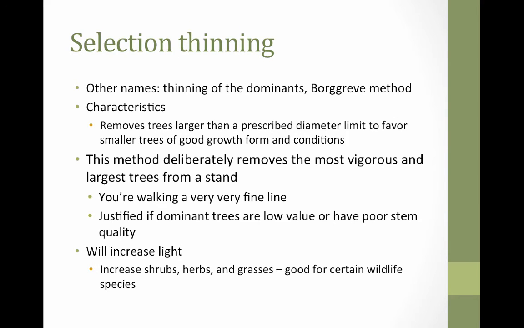So with this method, you're walking a very, very fine line. And you can do this if those less desirable trees, so you're thinning, we're removing less desirable trees. If those dominant, those most vigorous trees are of low value or have poor stem quality. This will increase light, you're increasing the shrubs, the herbs, and the grasses, and good for certain wildlife species.